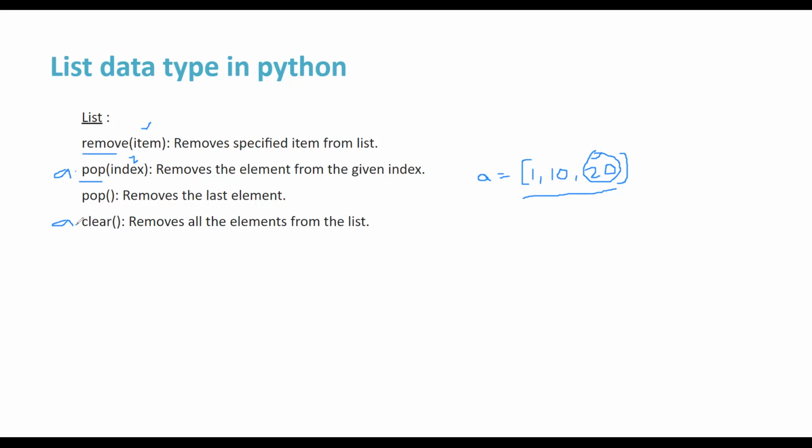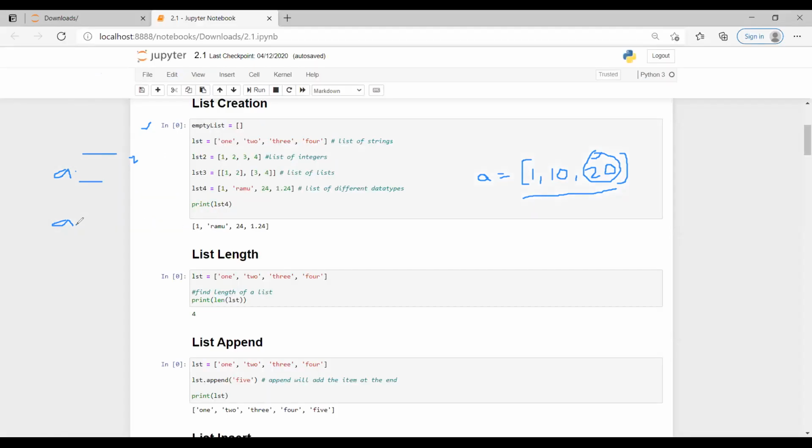So here comes the Jupyter Notebook. If you see here, this is an empty list. Whatever we have provided here is an empty list. I have list 1 which contains all strings: 1, 2, 3, 4. I have list 2 which contains integers. I have list 3 which has a nested list. This is one list, and this is another list within the list. These are called nested lists. And this is another variable holding a combination of data types: a numeric value, a string value, a numeric value, and a decimal or float value.